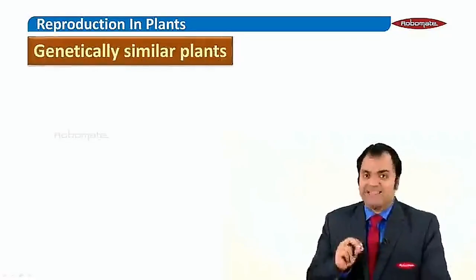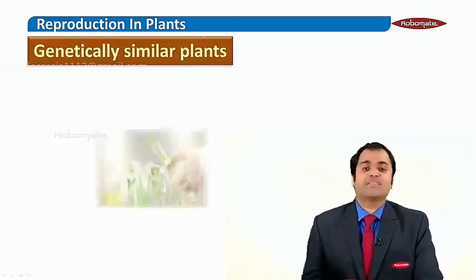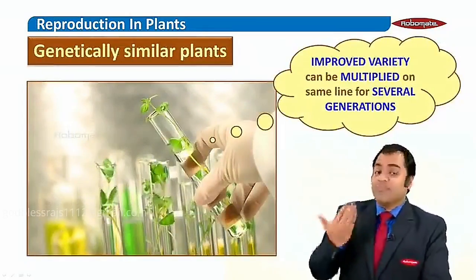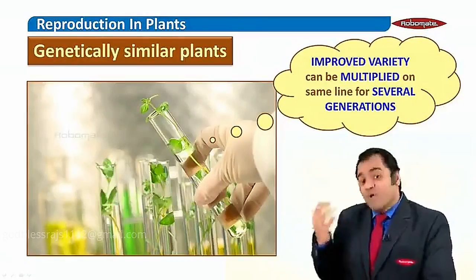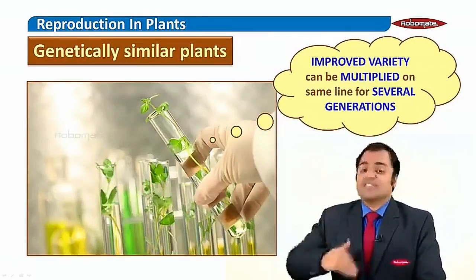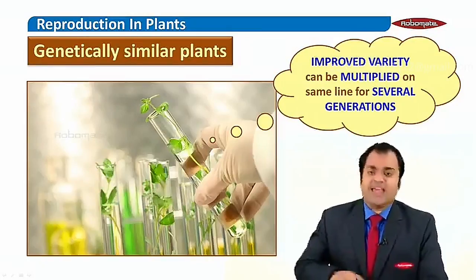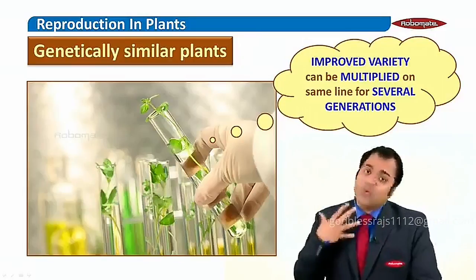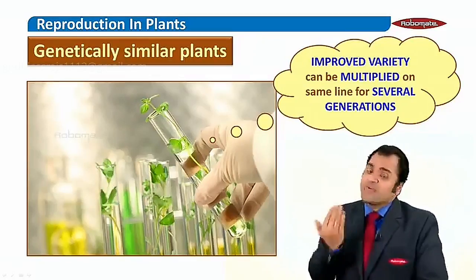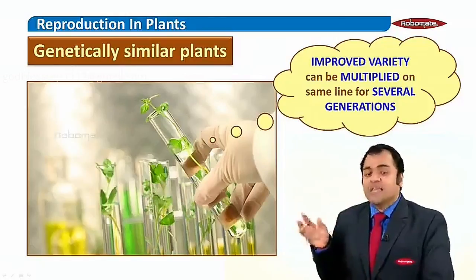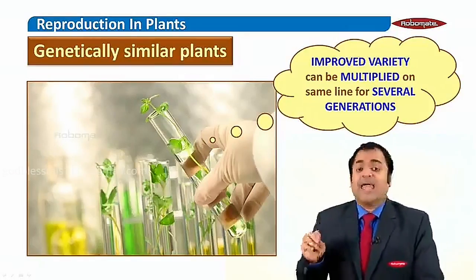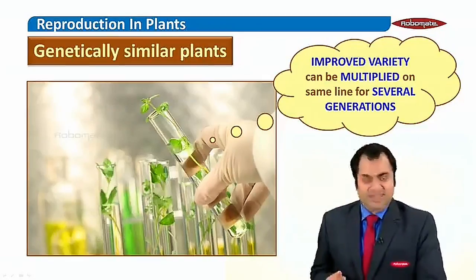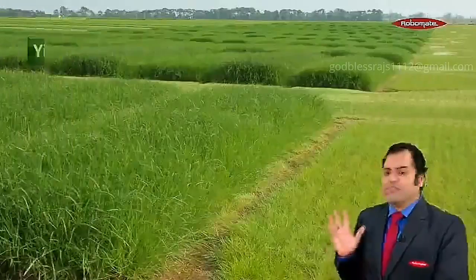Genetically similar plants that you produced using a technique called micropropagation can be used again to multiply the same type of an improved variety of a plant for several generations. Which means that if you have just obtained a plant, right, which has got a very nice quality, and it even grows very much in quantity, I can basically use the technique of micropropagation and multiply such genetically similar plants for very many generations. Is it okay?